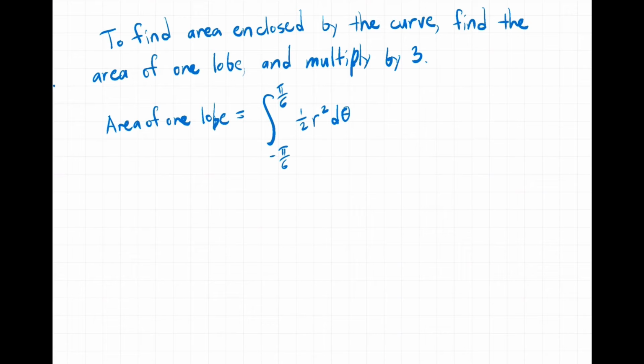Now, if you take a look in the textbook, you can see a derivation of where this actually comes from. This comes from the fact that finding the area of a wedge of the circle, whose angle is d theta, is going to be exactly this. It's going to be 1/2 r squared d theta.